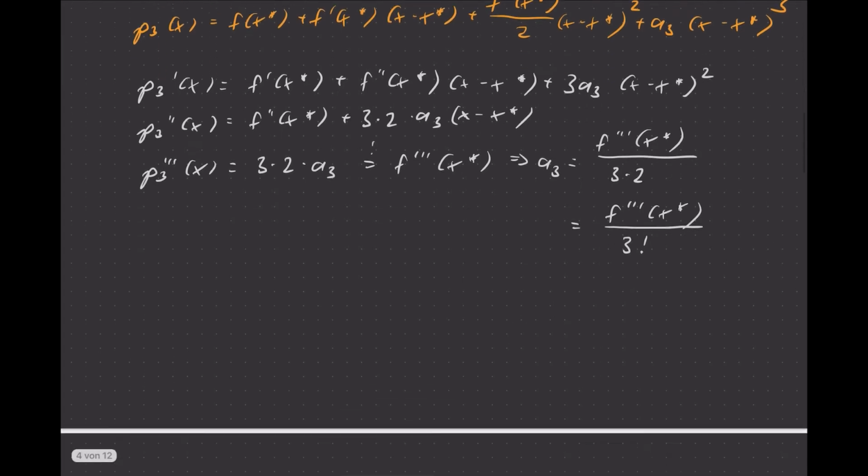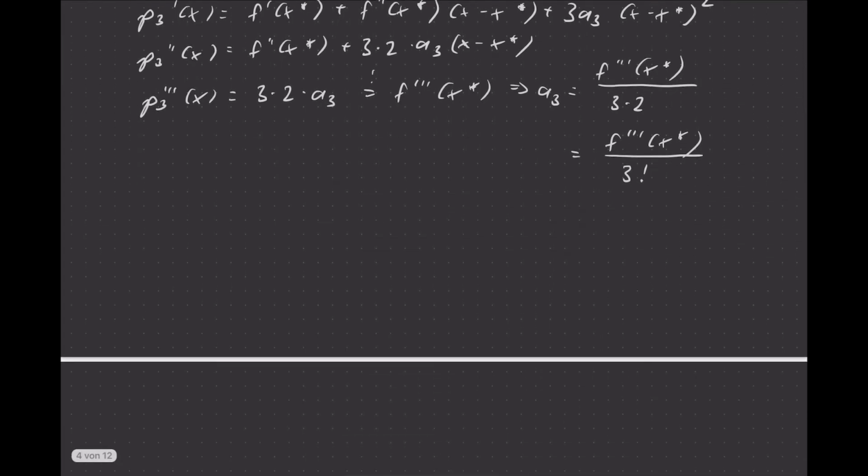So what happens here is basically that the factor belonging to the polynomial part of a certain order is always the corresponding derivative of that order divided by the order factorial. Right? That's going to be the general formula. Let's write out P3 explicitly before we do that.